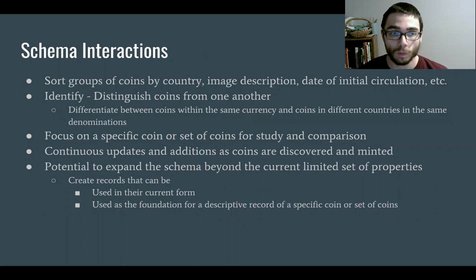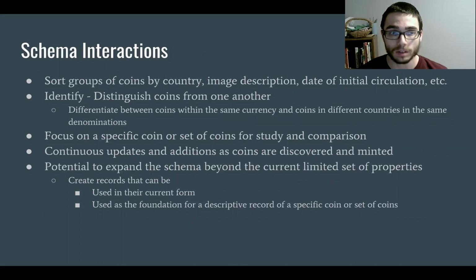We also want users to be able to distinguish between coins that might be similar in some properties but different in others. We wanted to allow for focus on a specific coin or set of coins for study and comparison, that is, selecting a specific resource within our system. We also wanted to make something that would allow for continuous updates and additions as coins are minted, and if we were to expand it to historical coins as coins are discovered.